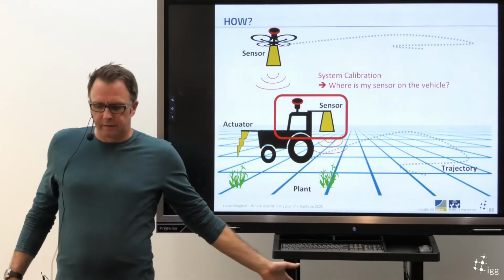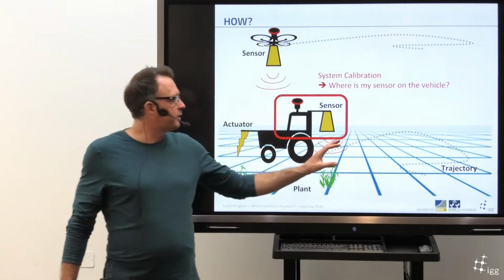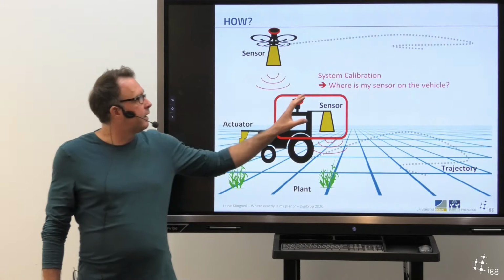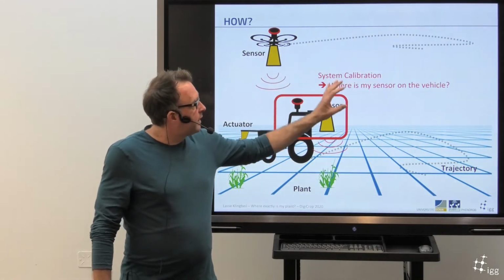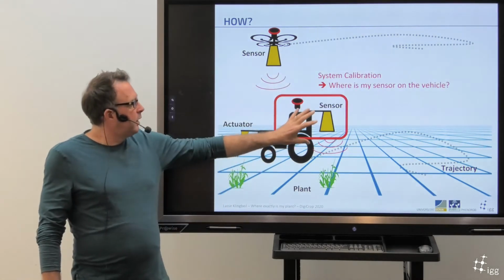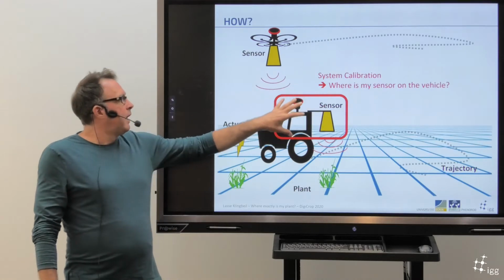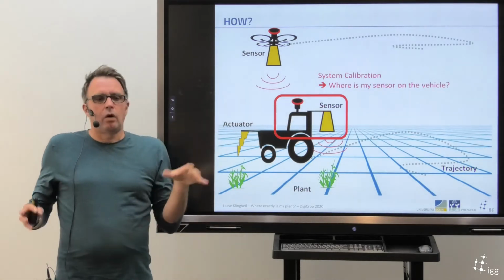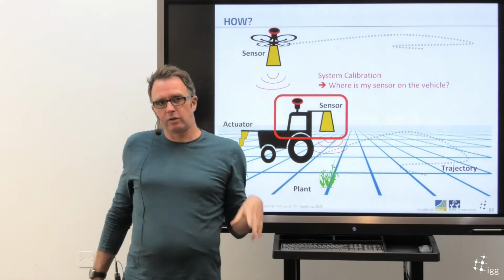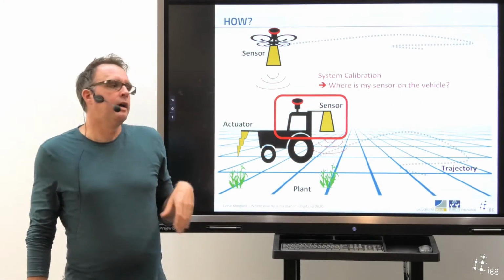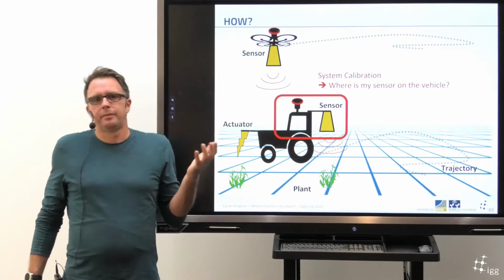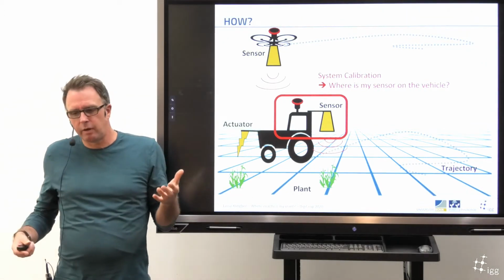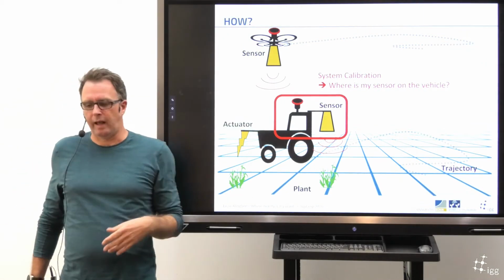So once we have this trajectory, we have the sensor observations, but then we need to know something else. We need to know, where is my sensor on the vehicle, right? So the relation between the sensor and the vehicle is also a 6 degree of freedom transformation, a rotation and translation. We need to know it. There are ways of doing this. It's called system calibration. I will not go into details of that.